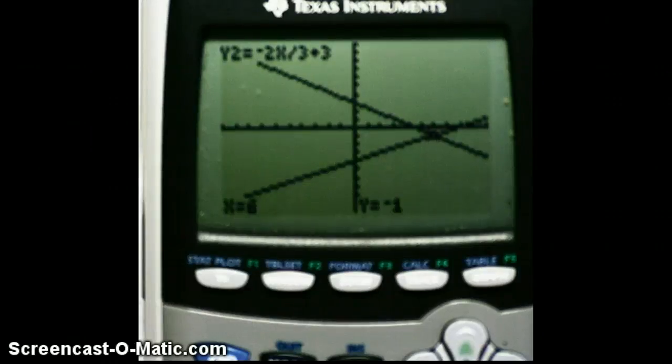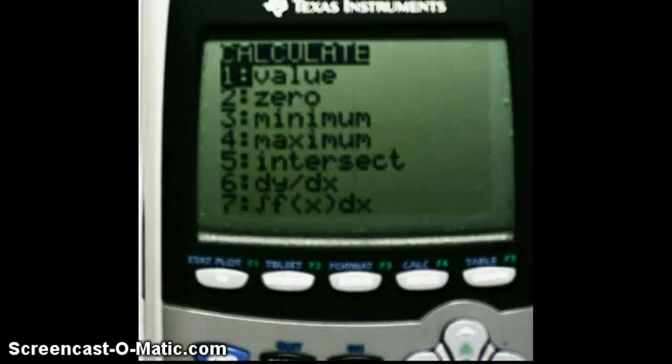So I could find the intersection that way, or I could actually use the intersect key, which I talked about before, and that's located right here on item number 5.